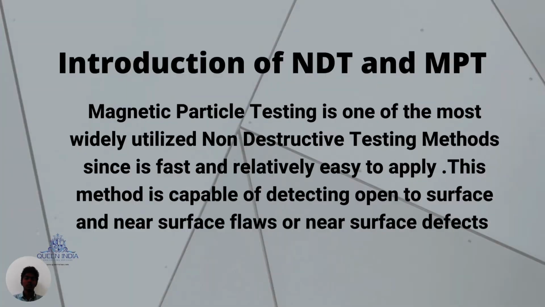Introduction of NDT and MPT. What is NDT? NDT is non-destructive testing and MPT is magnetic particle testing. It is also referred to as magnetic particle inspection, a non-destructive testing method that can detect surface and subsurface flaws in ferromagnetic materials.